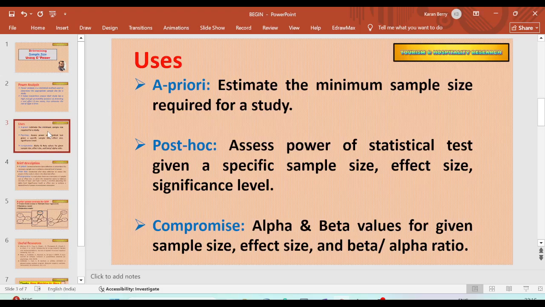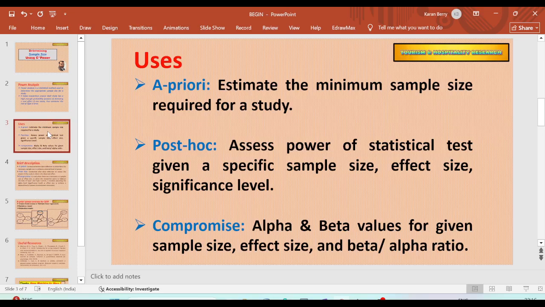Post hoc analysis means assessing the power of the statistical test which you are using to analyze your data at a given sample size, the sample size which is already collected by you, effect size and significance level.